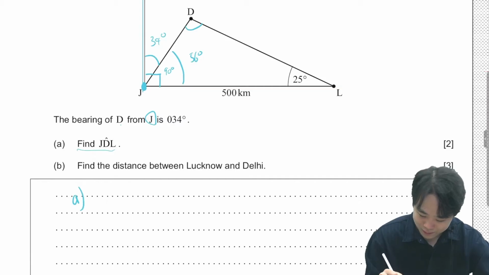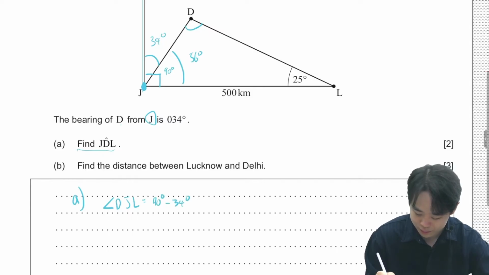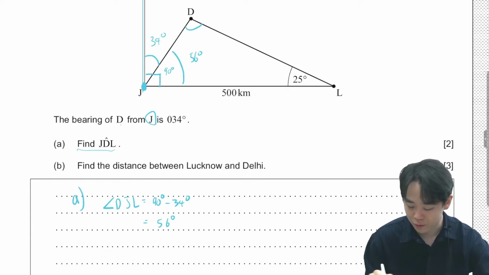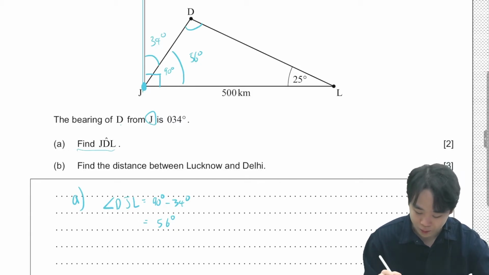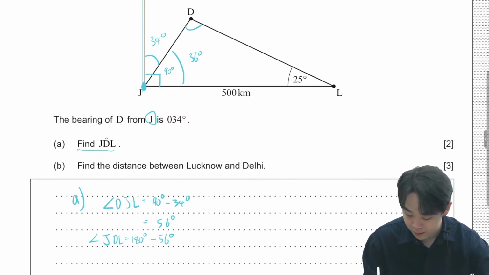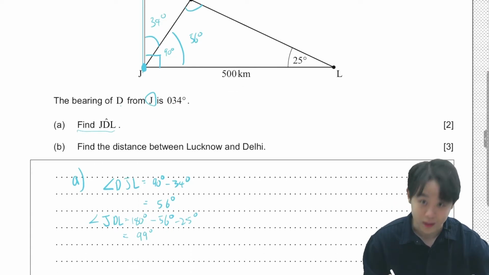So I would first start by saying angle DJL is going to be 90 degrees minus 34 degrees, which is 56 degrees. Then, using the fact that the 3 angles of a triangle should add up to 180, I would go with angle JDL is 180 degrees minus DJL, which is 56 degrees, minus DLJ, 25 degrees. That will give us 180 minus 81, or 99 degrees. So we're done with part A.